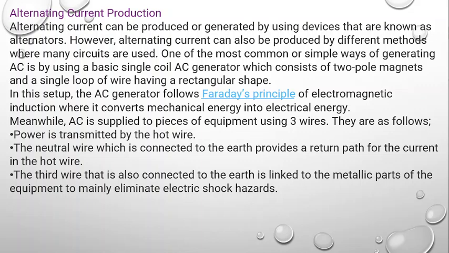Meanwhile, AC is supplied to pieces of equipment using three wires. Power is transmitted by the hot wire, and the neutral wire, which is connected to the earth, provides a return path to the current in the hot wire. The third wire that is also connected to the earth is linked to the metallic parts of the equipment to mainly eliminate electric shock hazards.